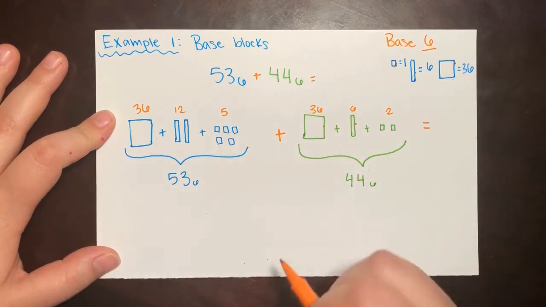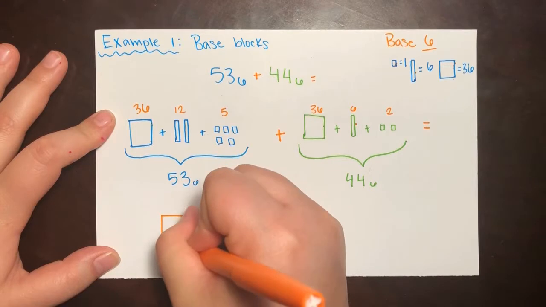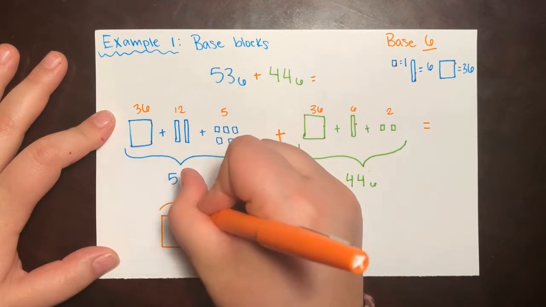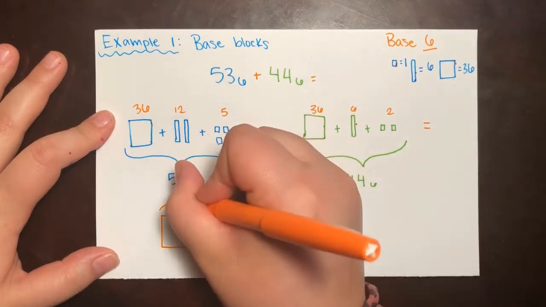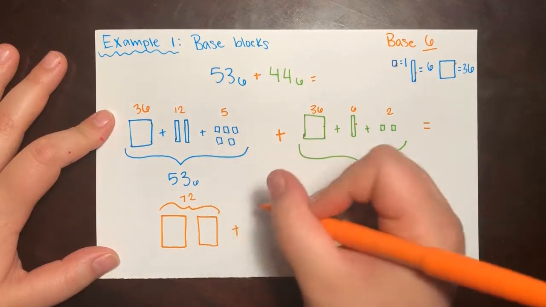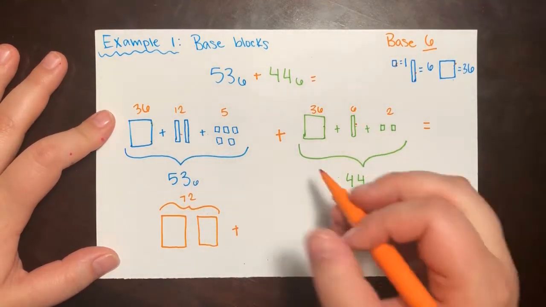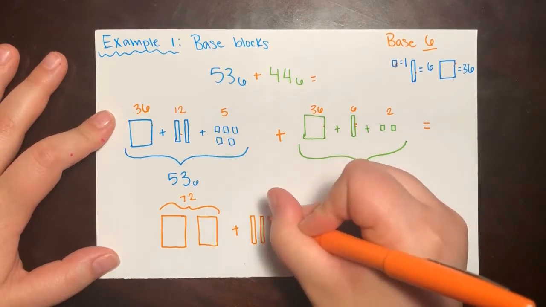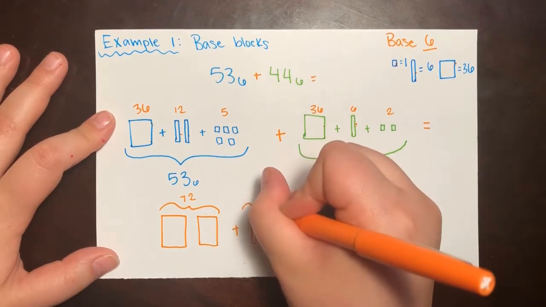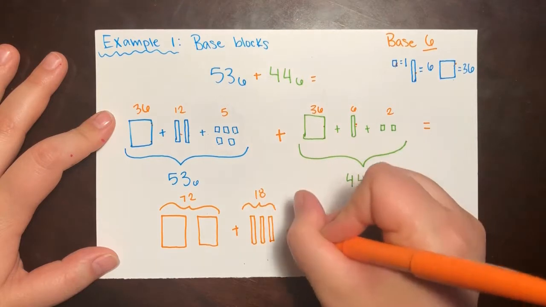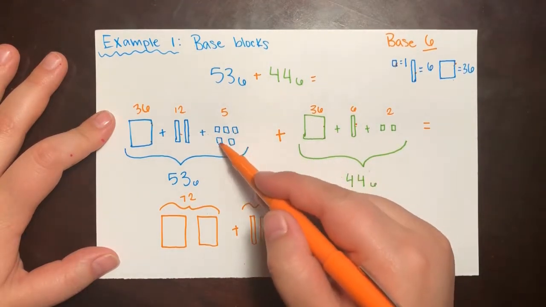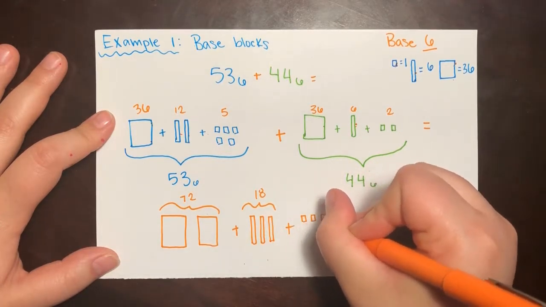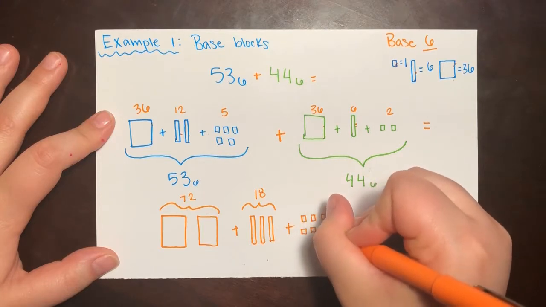So 2 flats of 36, that is going to give us 72. Plus 1, 2, 3 rods. And that's going to give us 18. Plus 1, 2, 3, 4, 5, 6, 7 units. Which is obviously going to give us just 7.